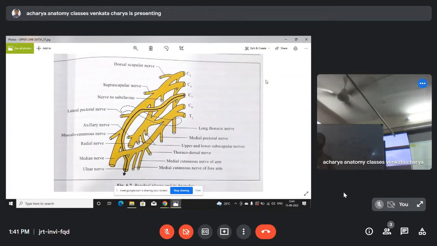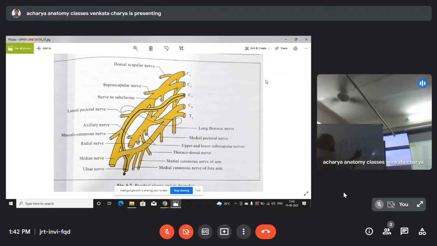Are you getting it? How many cords are there? Three. How many trunks? Three trunks. Divisions, six divisions. Then cords, three cords. So first we discuss the lateral cord branches.